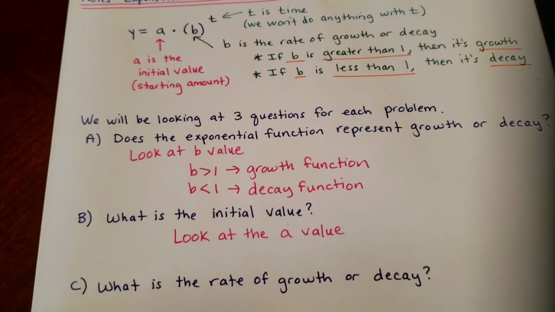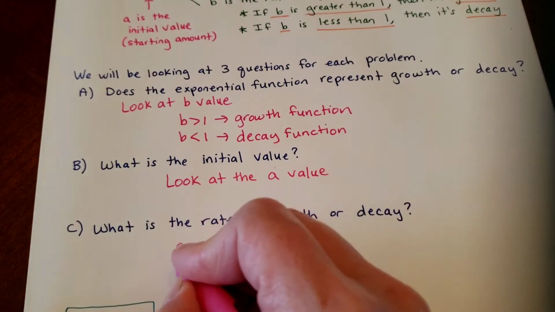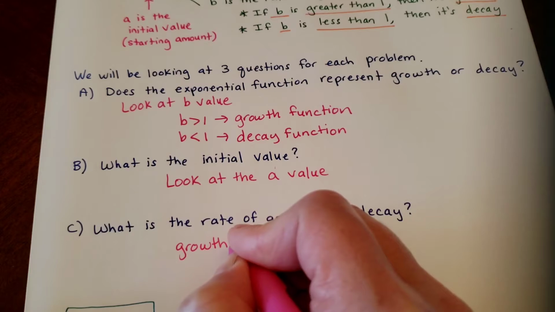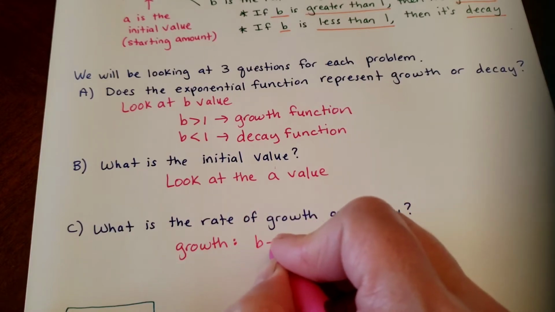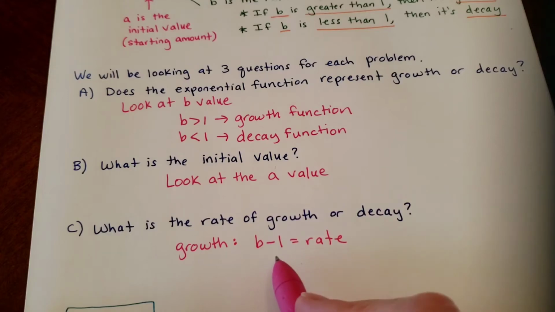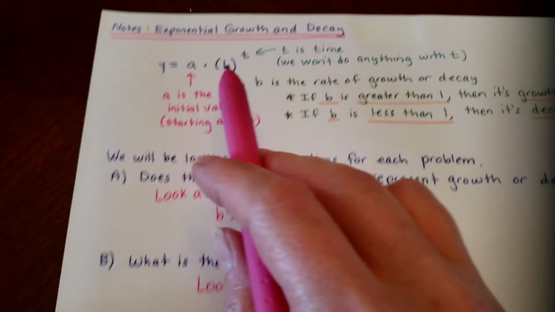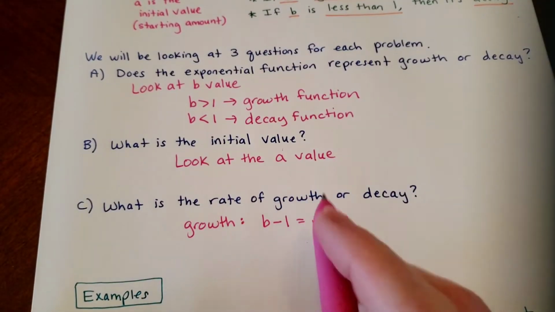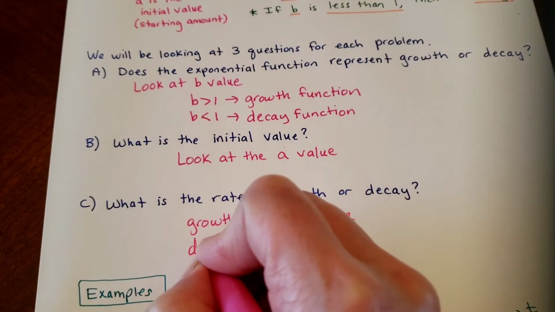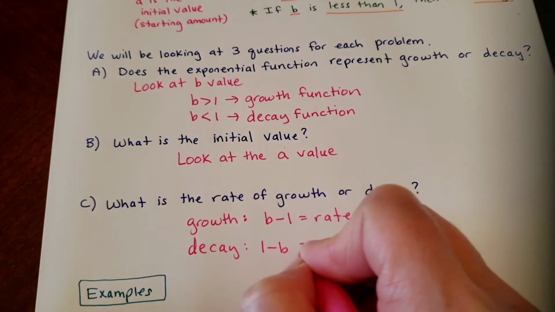And then lastly, the rate of growth or decay. If it's a growth function, then you're going to do b minus 1, and that's going to give you the rate. And again, when I say b, b is referring back up here to the number that's in the parentheses, simplified. You'll subtract 1 from it, and that'll give you the rate. If you have a decay function, you're going to do 1 minus b, and that's going to give you the rate.